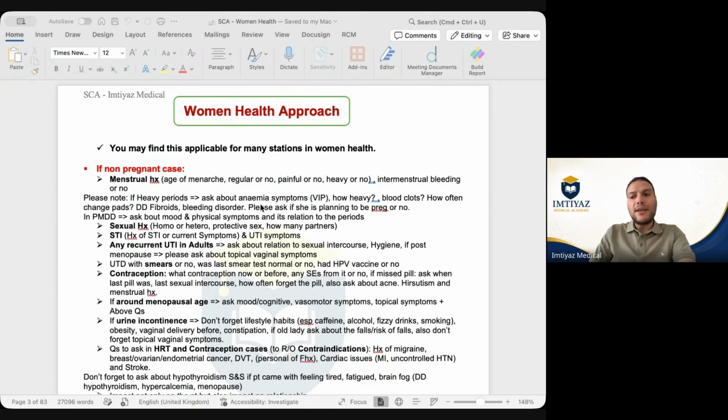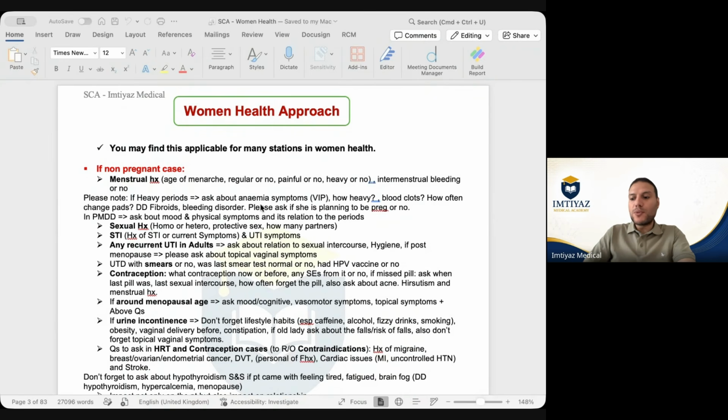Sexual history as usual: STI, either now or before, and UTI symptoms. And please be careful with any recurrent UTI case in women. There are many important questions you need to be aware of. First of all, for a lady coming with recurrent UTI, you need to ask about STI symptoms, about hygiene, about sexual relationship and relationship to sex. Is it postcoital UTI or not?